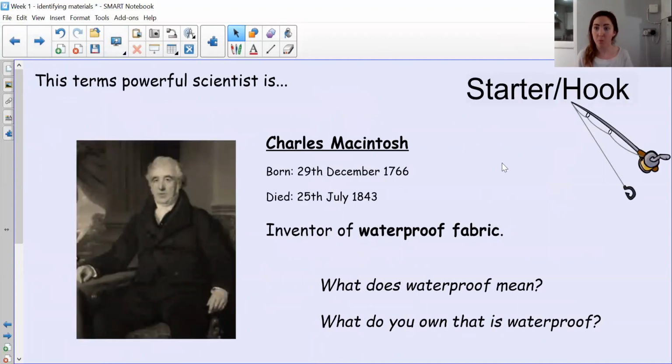Now, last term, our powerful person was Sir David Attenborough, and we learned all about his life and all of the amazing things that he has achieved. And this term's powerful scientist is Charles Mackintosh. Now, he was born on the 29th of December, 1766. So a very long time ago, almost 300 years ago. And he died on the 25th of July, 1843. So again, a very long time ago. And he was the inventor of waterproof fabric.